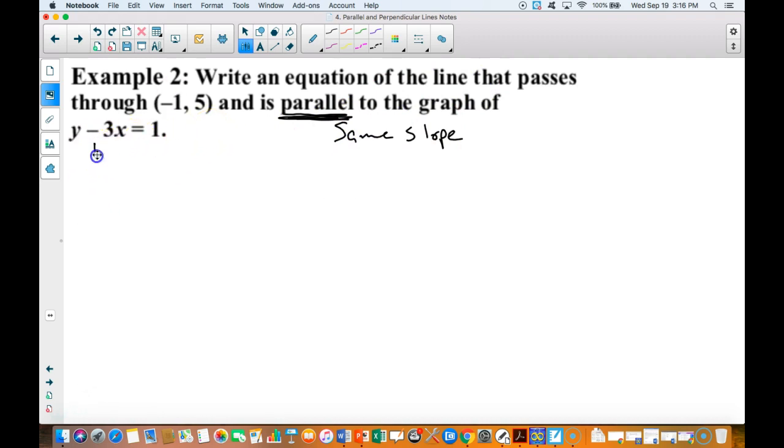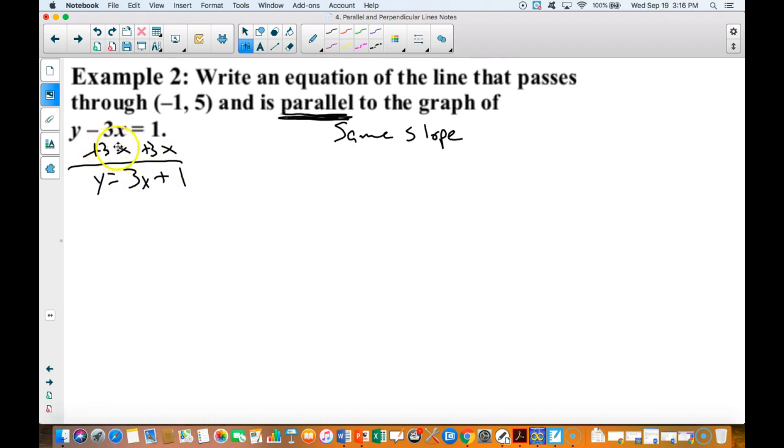So in this case, what I have to do first is add 3x to both sides. That'll get my y by itself. So I end up with y equals positive 3x plus 1. Now I can just look at this equation and see the slope. The slope then would be positive 3.